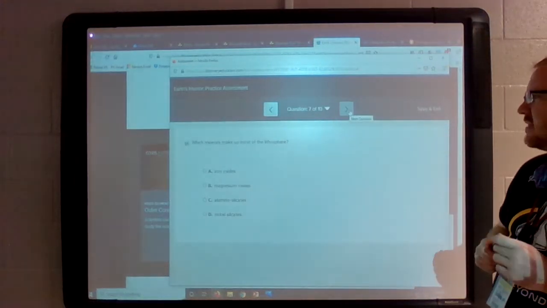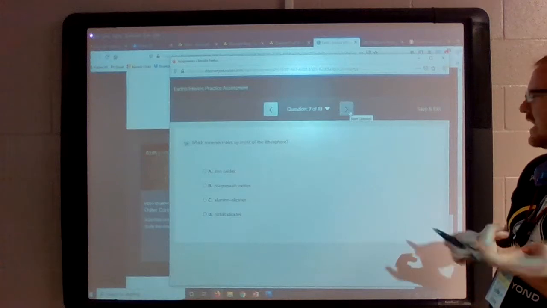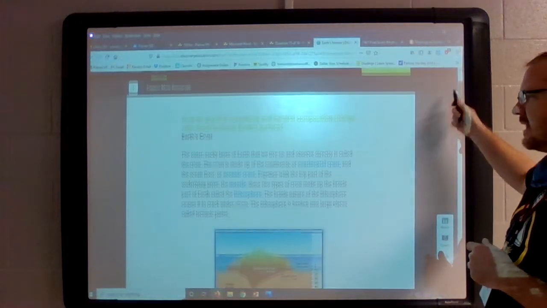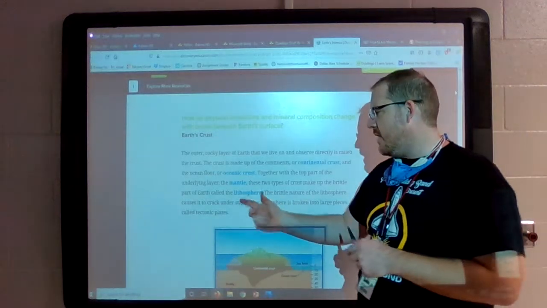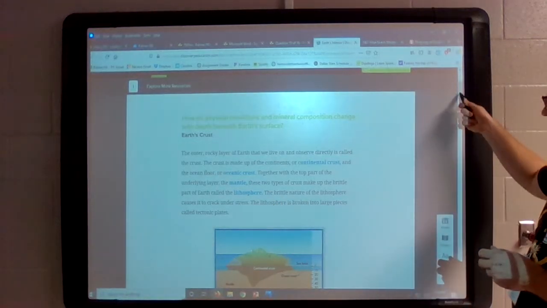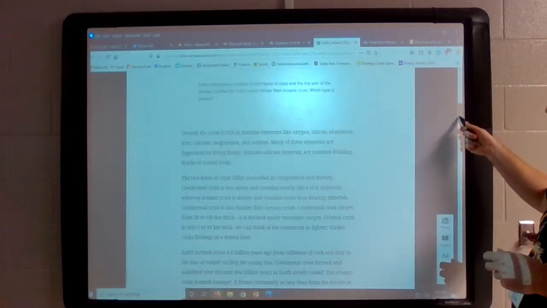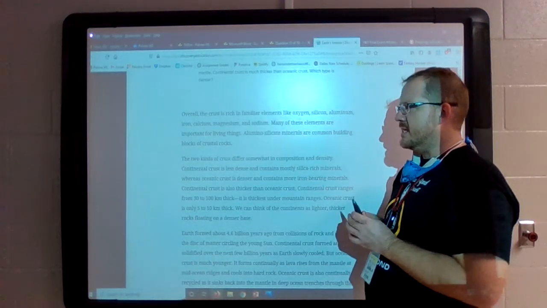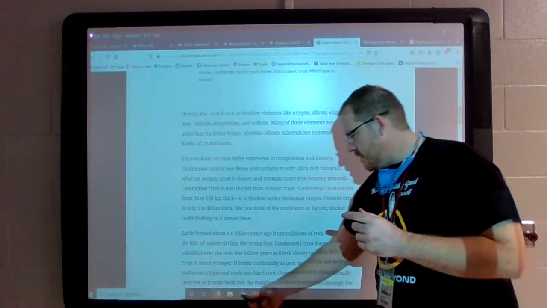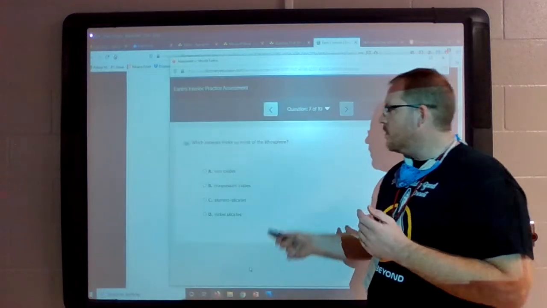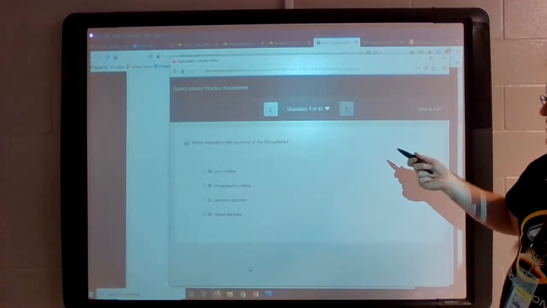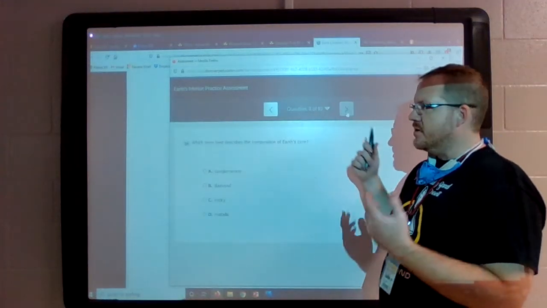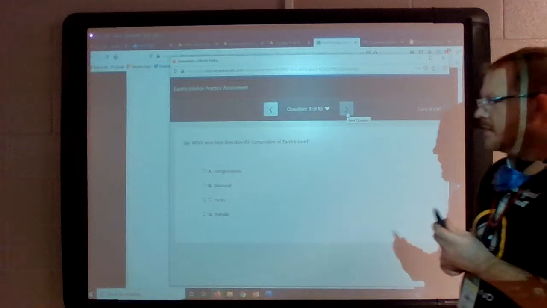Which minerals make up the most of the lithosphere? So go back to the lithosphere section, which is the crust up at the very top. And they talk about the lithosphere right here. If you scroll down just a little bit to the next paragraph, they start to tell you what kind of elements make up the lithosphere. So look through that and see if you can find a good answer for what minerals make up the lithosphere.